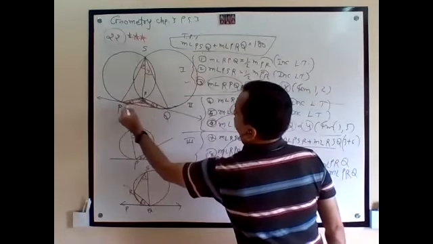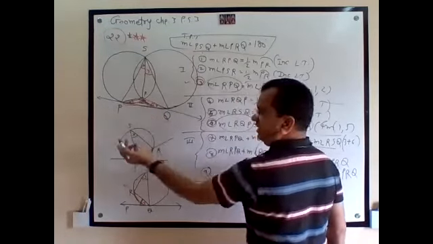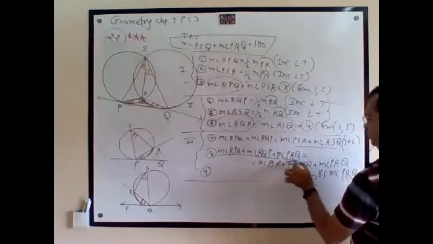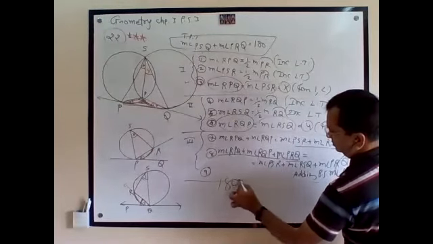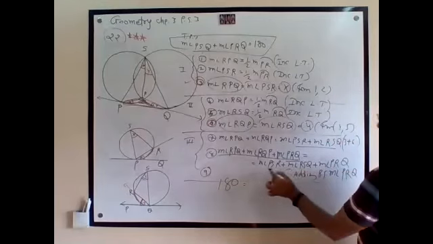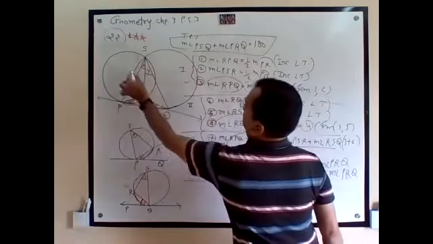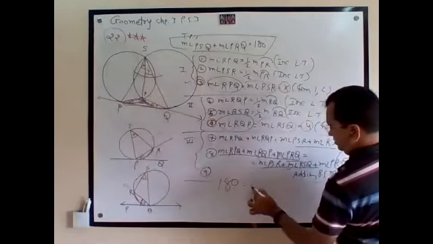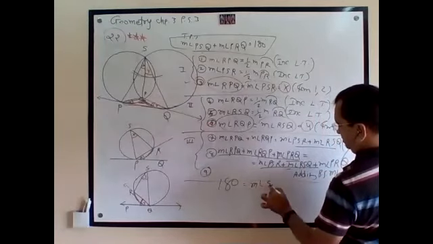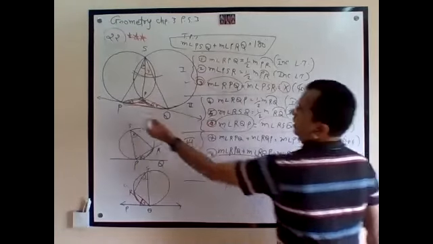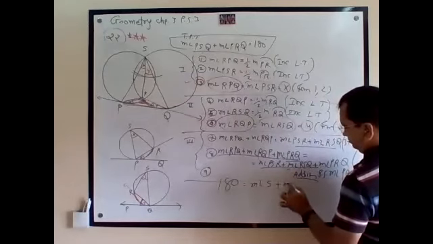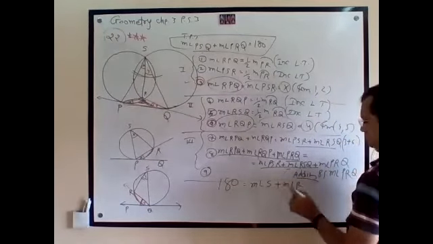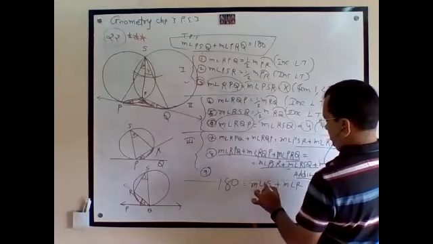So the sum of this, it is a triangle. So 1 plus 2 plus 3, it is 180. Then I have written x plus y. X plus y is equal to measure angle S. And I have added this, so measure angle R. You can write it in 3, PQ.